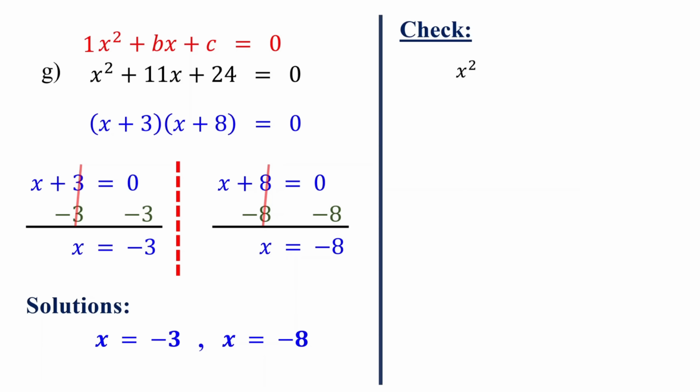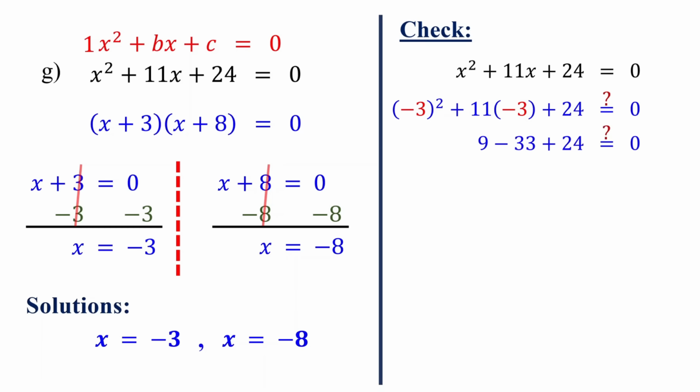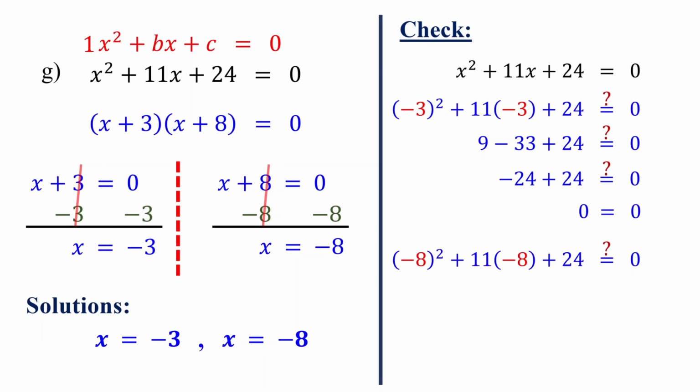We can check our solutions by substituting them back into the original equation. Substituting negative 3, negative 3 squared is 9, and 11 times negative 3 is negative 33. 9 minus 33 is negative 24, and this equals 0, right? Similarly, substituting negative 8, negative 8 squared is 64, and 11 times negative 8 is negative 88. 64 minus 88 is negative 24, and this equals 0. As you can see, both negative 3 and negative 8 check out.